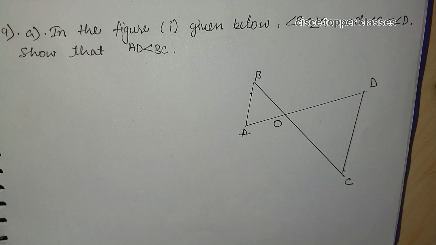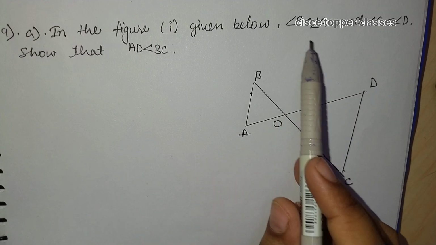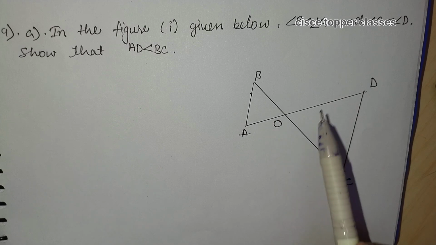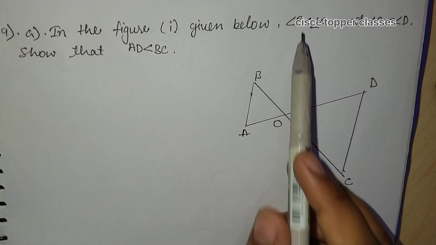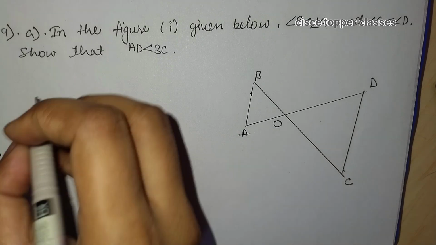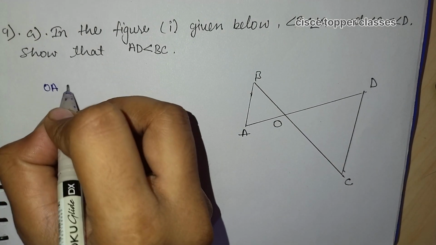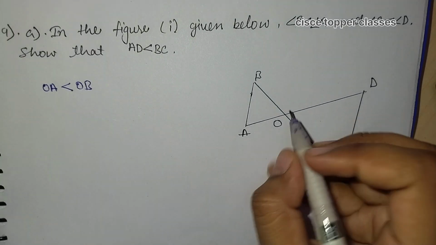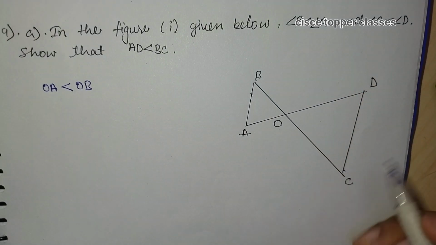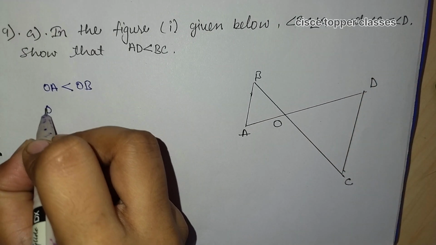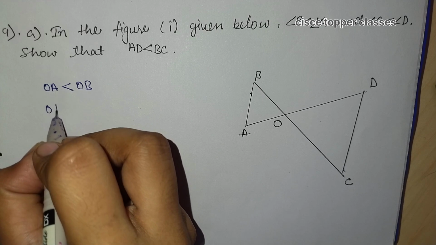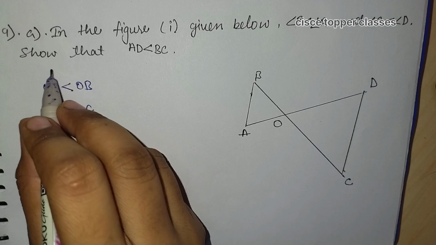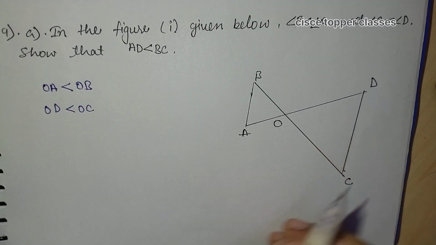Now let us solve the ninth first part here. In this figure, angle B is less than angle A. So if angle B is less than angle A, the side opposite to angle B, OA, is also less than OB. And angle C is less than angle D. So here also OD is less than OC. We have to show that AD is less than BC.